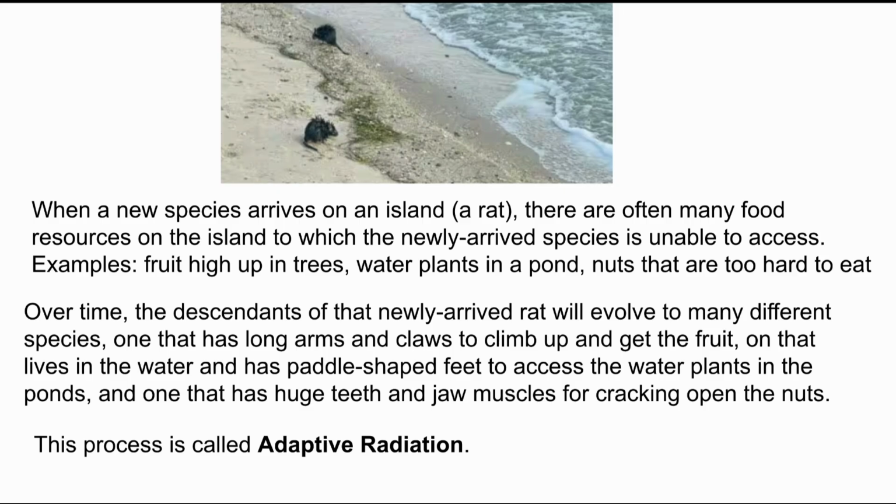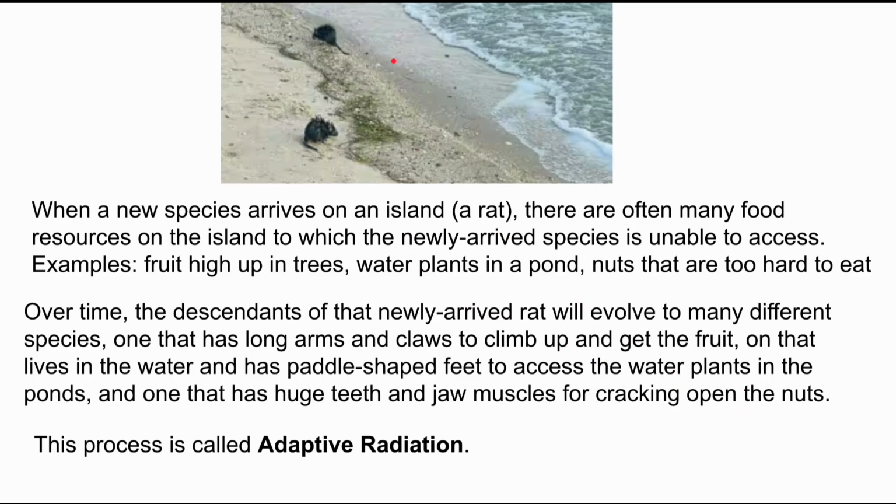And so what you'll end up having then over time is some of their descendants will evolve into these mammals that have longer arms and claws that allow them to climb up the tree to get the fruit that was up there. Or maybe some of them, their hands will become more paddle-like, and they'll be able to swim out into the water, maybe hold their breath an extra long time and access the food resources in these water plants. Or maybe some of them will evolve in such a way that they have much larger jaws and more powerful muscles and bigger teeth, so they can access the nuts that are hard to open.